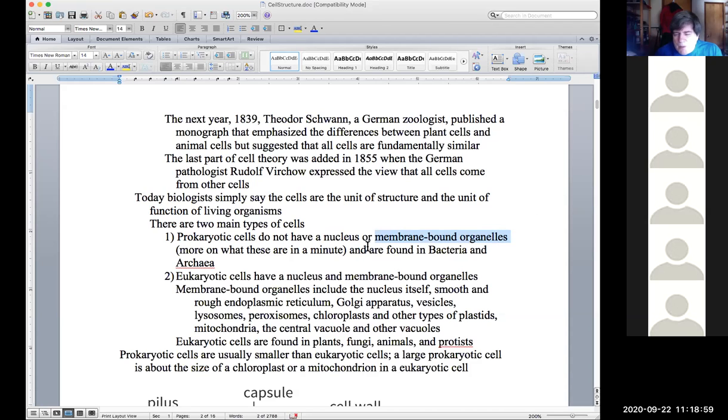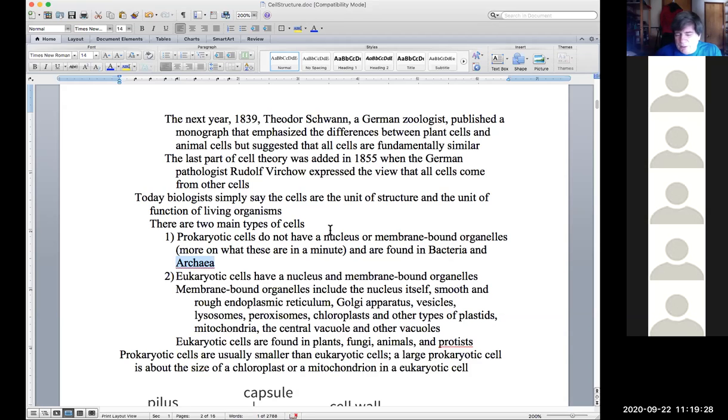Now, there's two major groups of living organisms that have prokaryotic cells. One is a group that we call the bacteria, and one is a group that we call the archaea. Archaea means ancient, like archaeology is the study of ancient cultures. And actually, the archaea used to be classified as a subgroup of bacteria. And so it kind of makes sense.